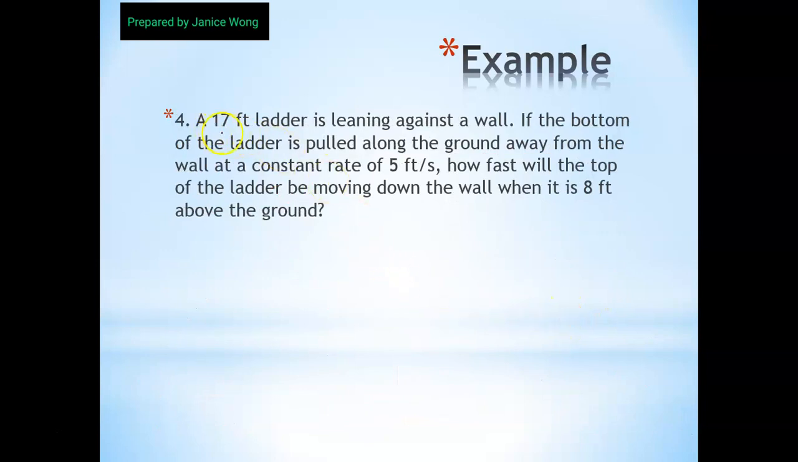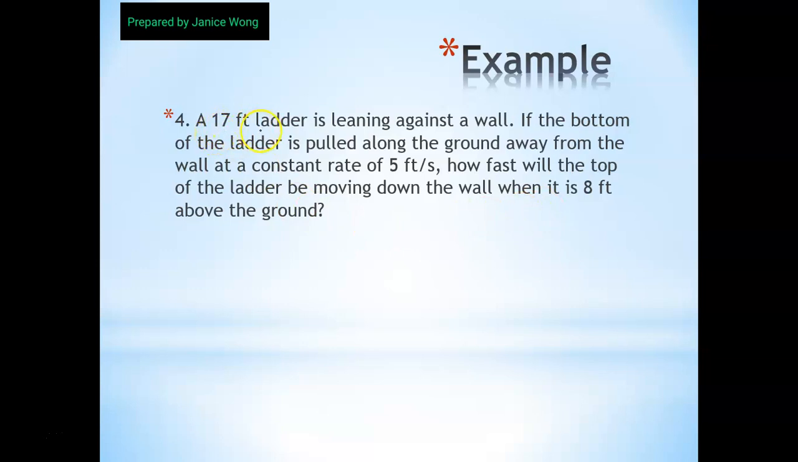Question 4. A 17-feet ladder is leaning against a wall. If the bottom of the ladder is pulled along the ground away from the wall at a constant rate of 5 feet per second, how fast will the top of the ladder be moving down the wall when it is 8 feet above the ground? Too much information. Let's go through it again.